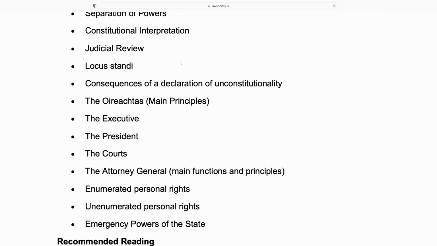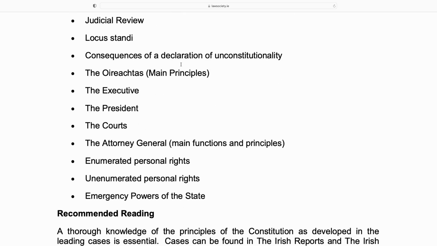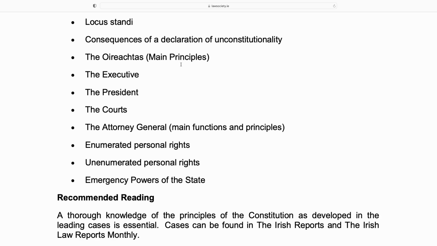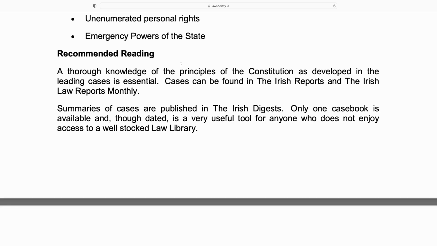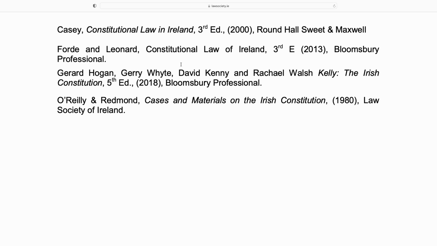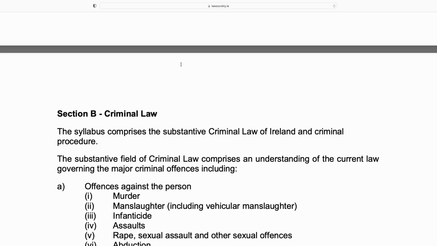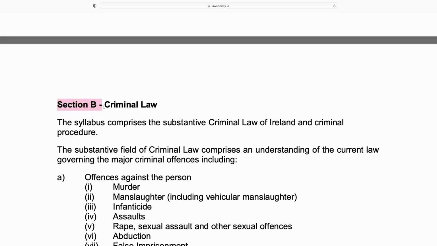And you'll see there with the President and the Attorney General, I actually don't go into those in detail in my ebook. They would probably be the only one I would exclude. Recommended reading, I wouldn't worry too much about. A lot of people get upset about it, but I wouldn't bother.